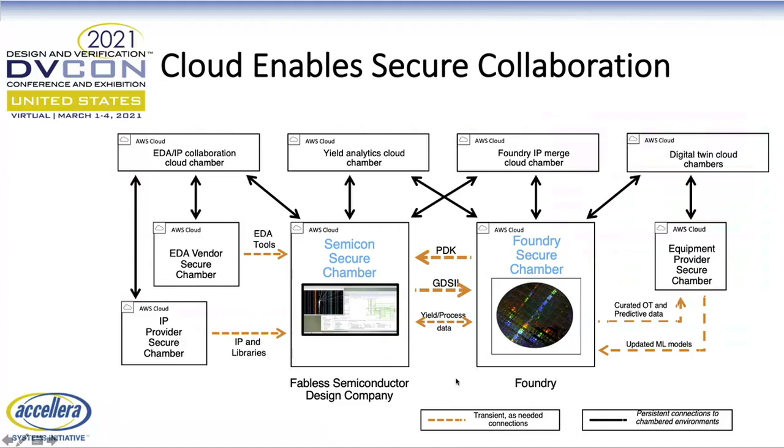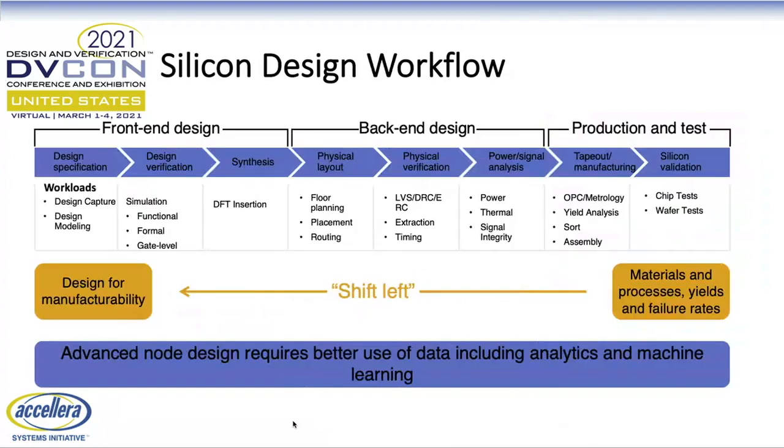So there are different collaboration chambers that you could set up in addition to the semiconductor secure chamber that you would typically use to run your own workloads, by creating different chambers to provide access to some of the partners that you work with, again to reduce the risk of exposure, for example, of a specific IP or a specific item that you want to share with them.